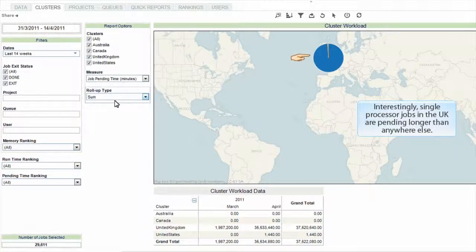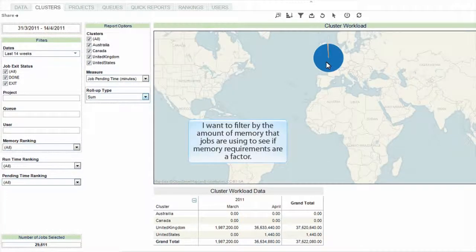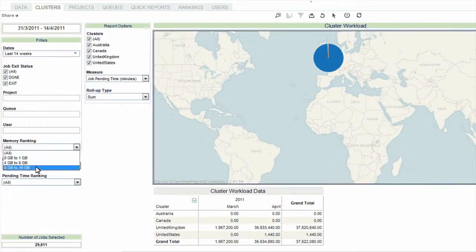Interestingly, single processor jobs in the UK are pending much longer than jobs anywhere else. In the UK, the combined pending time was 37 million minutes for all jobs in March and April. I might want to filter by the amount of memory the jobs are using to see if memory requirements might help explain the delays. I'll focus on jobs that require between 8 gigabytes and 16 gigabytes of memory.